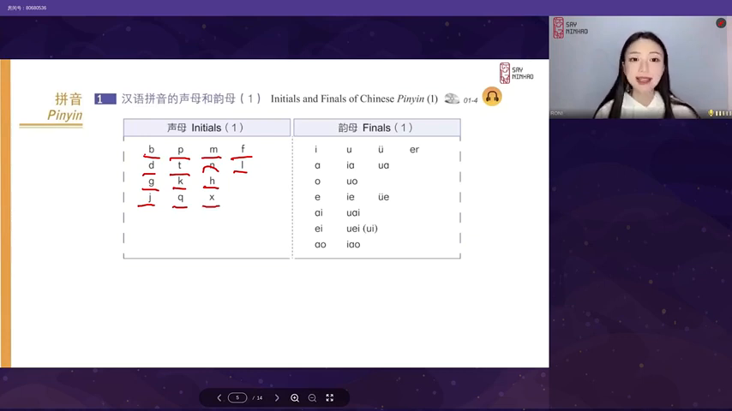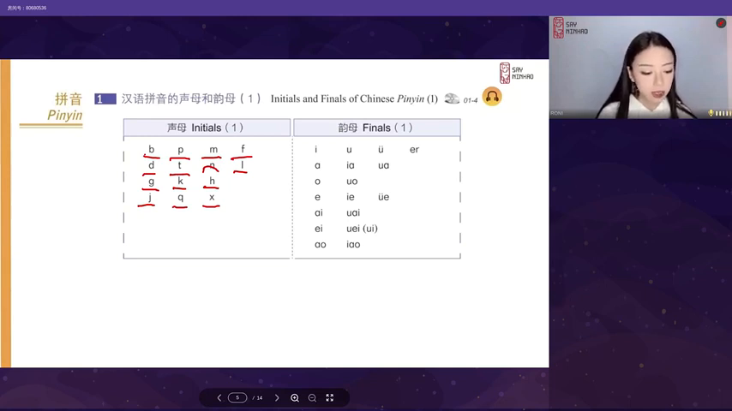Next one, xi. For xi, don't make your tongue touch your upper gum. Make it be close to your upper gum, okay? Xi, xi, xi. So these are the 14 basic initials of Chinese pinyin.